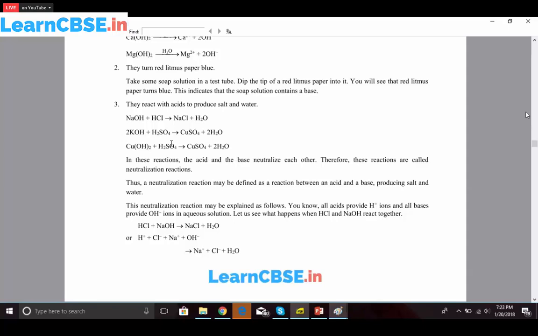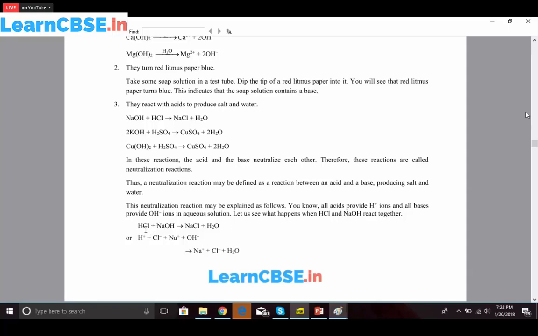In these reactions, both the acids and bases are neutralizing. What does neutralizing mean? The H+ from the acid and OH minus from the base react and form water. This is called a neutralization reaction. A neutralization reaction may be defined as the reaction between an acid and a base which produces salt and water. Now we are going to give an explanation.